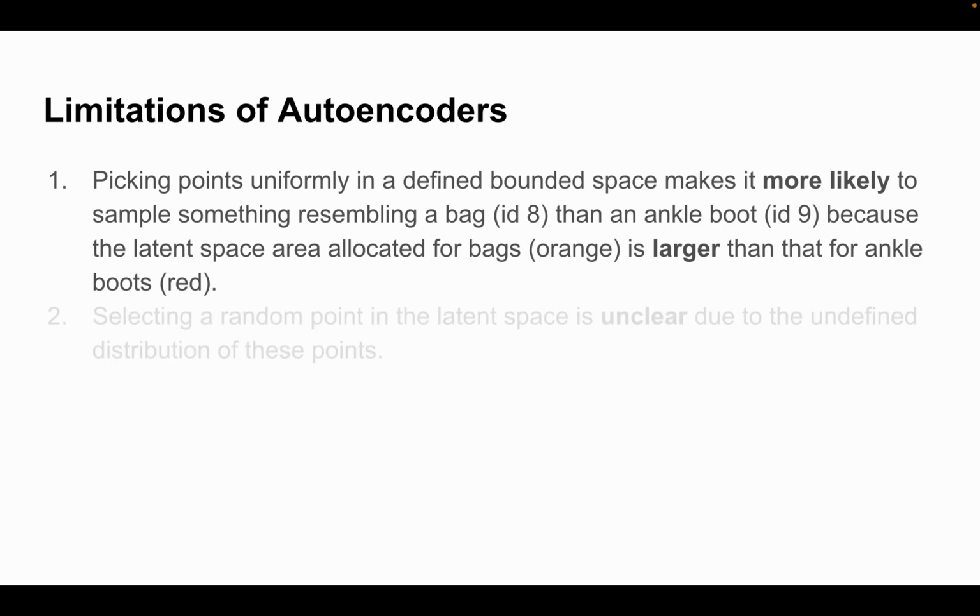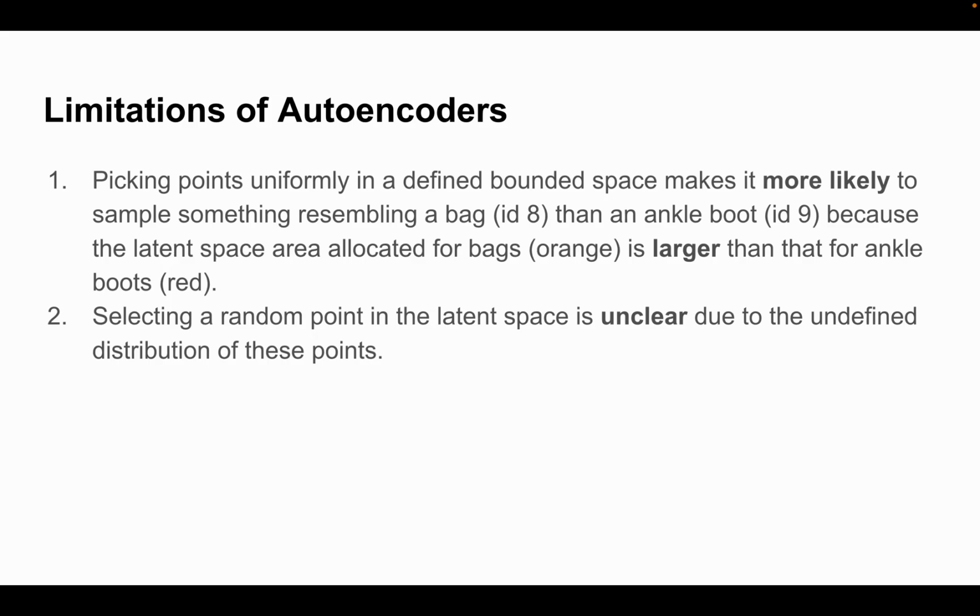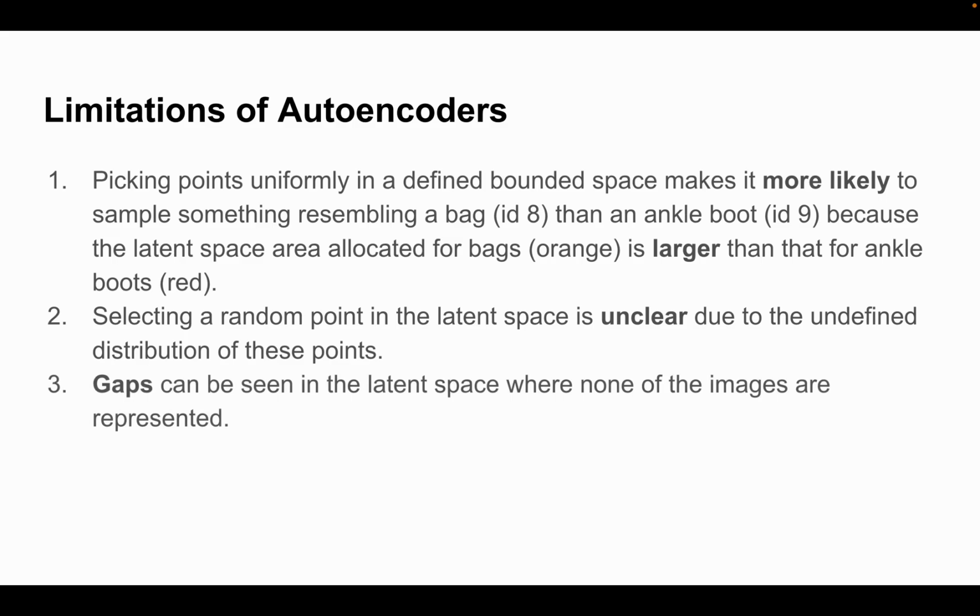The second major limitation is, it is not obvious how we should go about choosing a random point in the latent space, since the distribution of these points is undefined. And the third important limitation of autoencoders is, we can observe that there are gaps in the latent space where none of the images are represented. The autoencoder doesn't prioritize making these regions correspond to recognizable clothing items because very few training set images are encoded in these gaps.